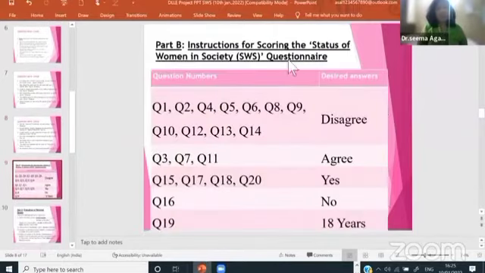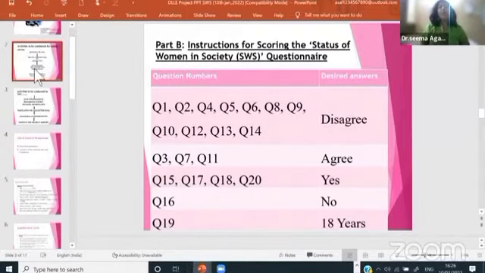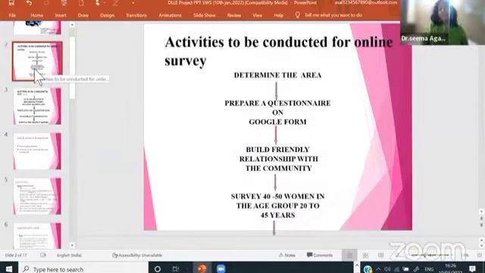Now, students and teachers, this slide shows the desired answers of questions 1 to 20 of part B. On the basis of this questionnaire and this desired answer, you can prepare your questionnaire on Google Form. After preparing the Google Form, the next activity under the survey is to build a friendly relationship with the community, build rapport with your target respondents.